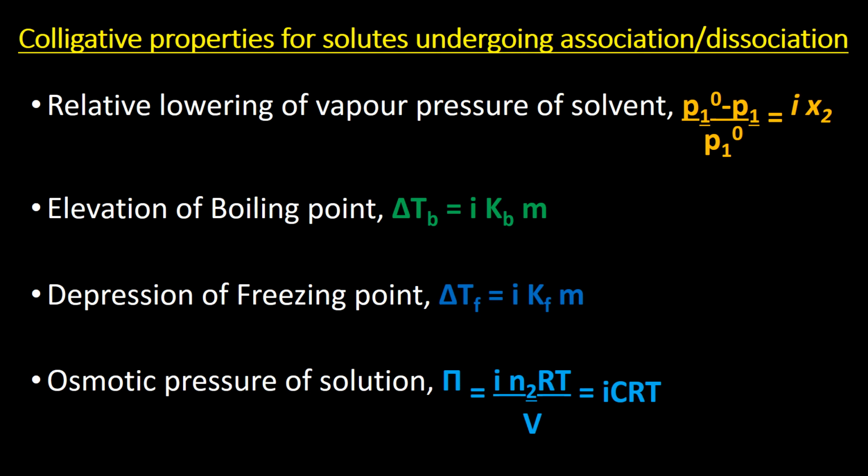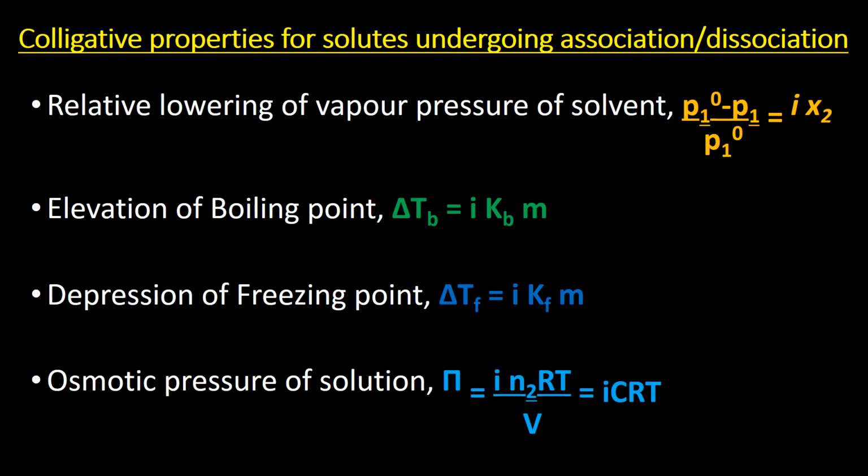Okay, colligative properties for solutes that undergo association or dissociation. There are four colligative properties. First one is relative lowering of vapor pressure of the solvent, which is equal to (P1⁰ - P1)/P1⁰ = i x2. The second property is elevation of boiling point. If you consider solutes undergoing association or dissociation, ΔTb becomes equal to i Kb m.